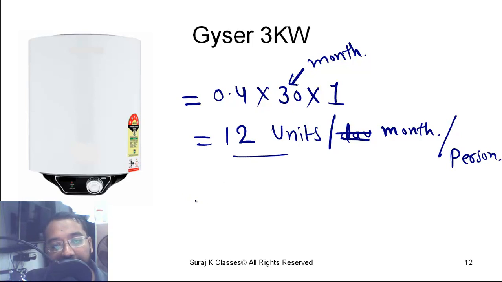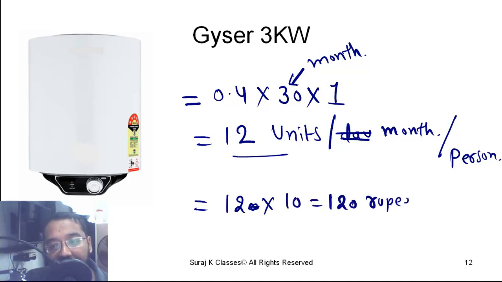Now, how I'm calculating it for a single person using it for 8 minutes per day. In 1 month he will have to pay 12 into 10, that is 120 rupees. This is the light bill that a single person has to pay if he is using a geyser for 8 minutes per day for heating 10 liters of water. So this is 120 rupees that he will have to pay for a month, for a person.